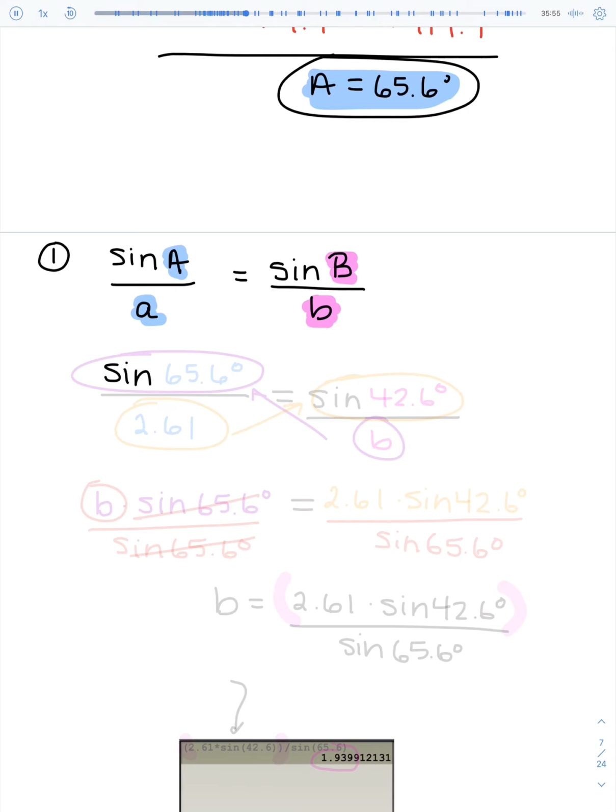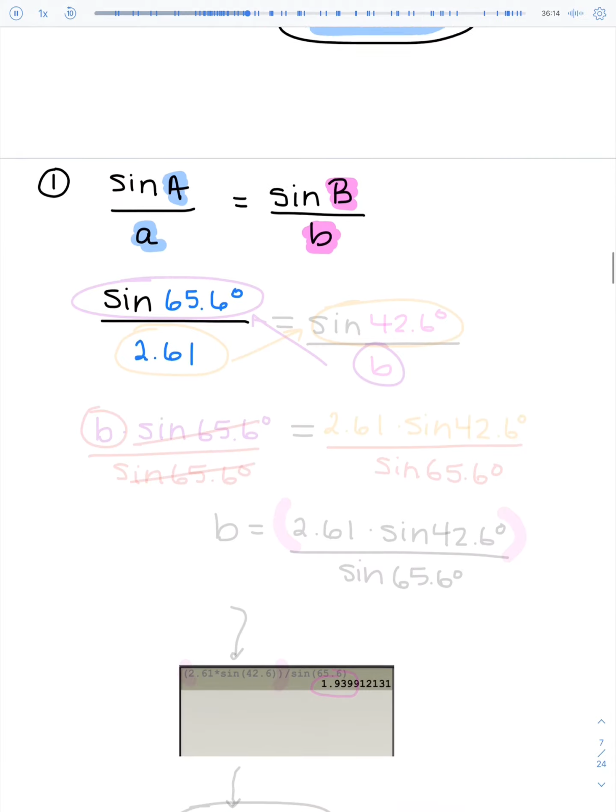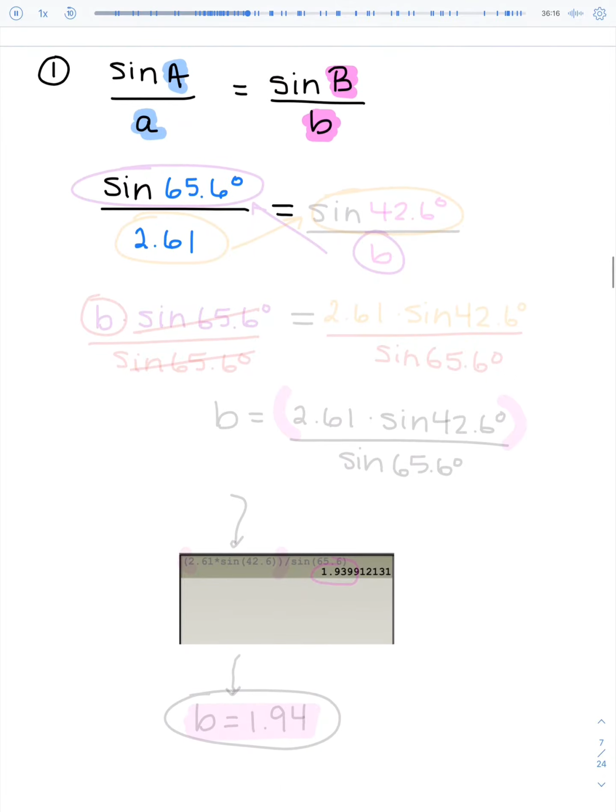So we've got sine of our angle, which was 65.6 degrees, over our side A, which was given to us in the original problem, which was 2.61 centimeters. I'm just going to put 2.61 equals our sine, again, of angle B, which again was given to us in the problem, which was 42.6 degrees.